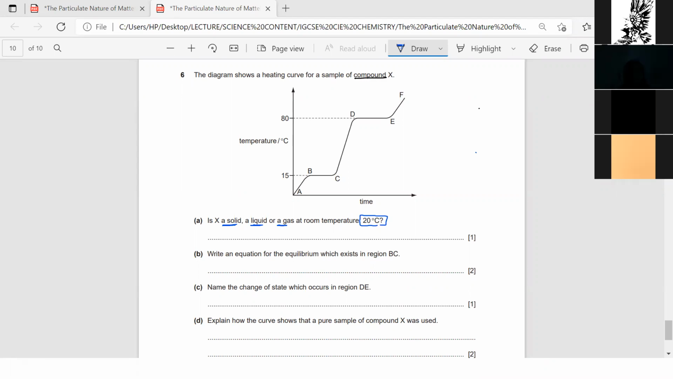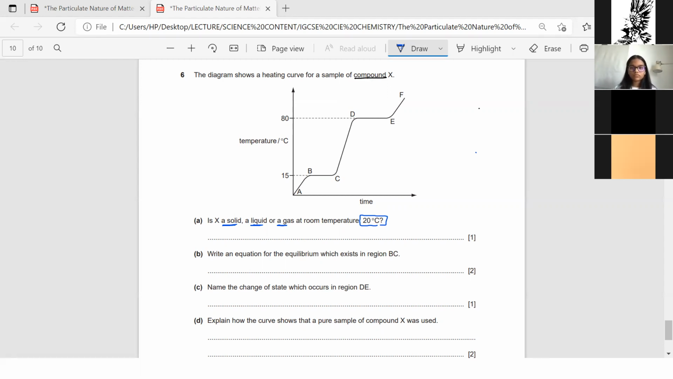Yes, Arpita. Can I say the answer? Yes. I think compound X is a liquid at room temperature 20 degrees because it shows at 15 degrees it's like between the solid and liquid stage. Yes, miss, I would agree.